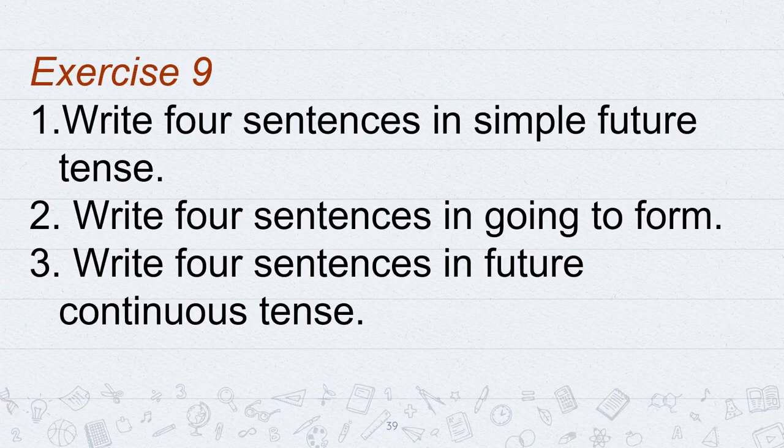Now this is your exercise number 9 given on page number 55 of your book. First, write 4 sentences in simple future tense. Second, write 4 sentences in going to form. And third, write 4 sentences in future continuous tense. Do this exercise in your notebook.